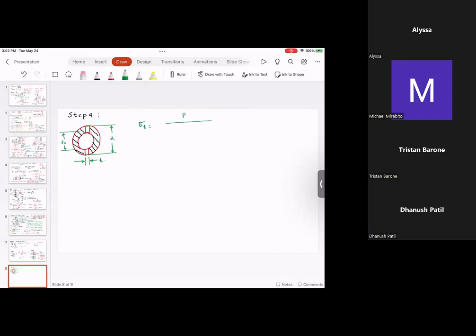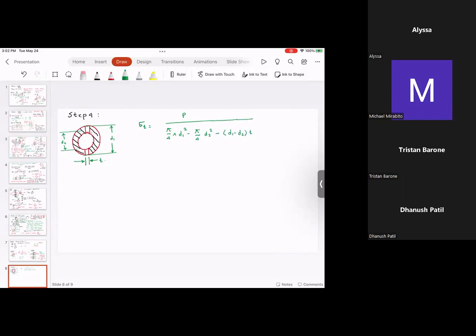P divided by pi by 4 times D1 square minus pi by 4 D2 square minus D1 minus D2 multiplied by thickness T.